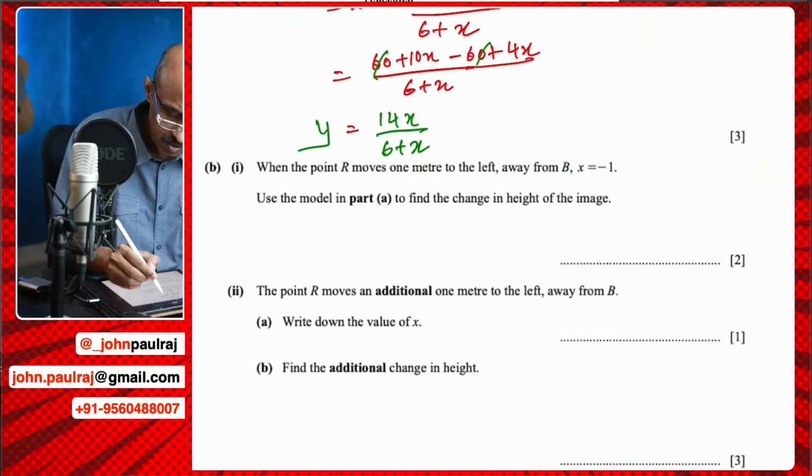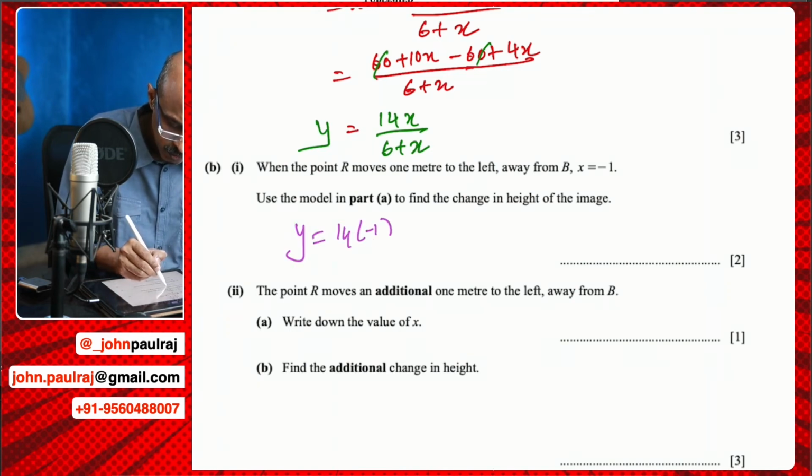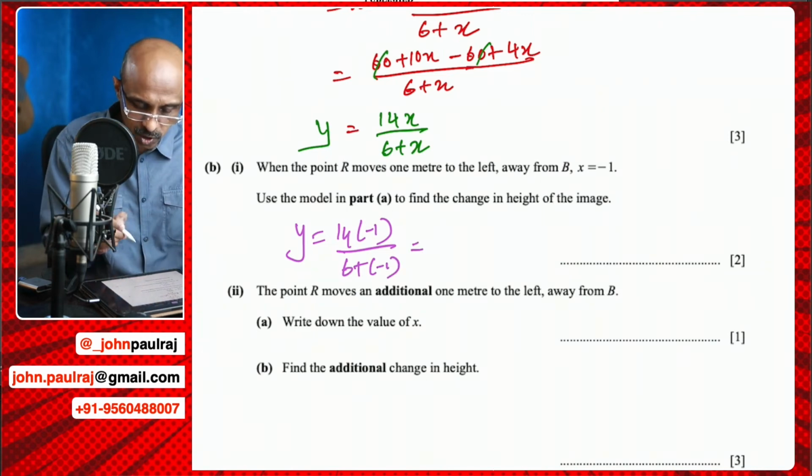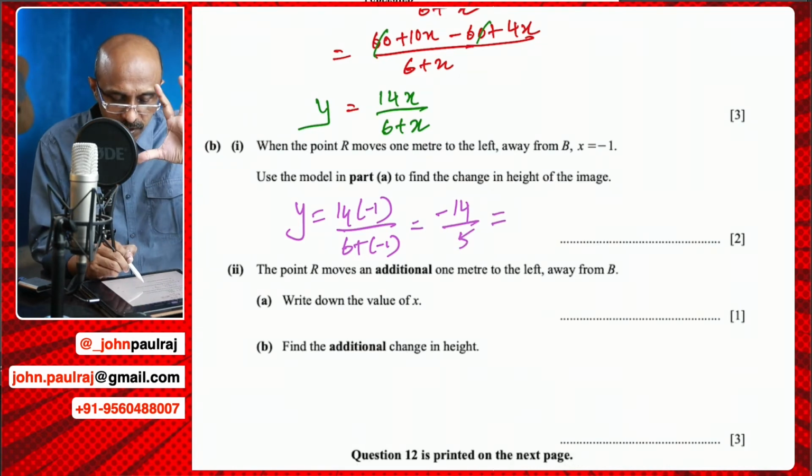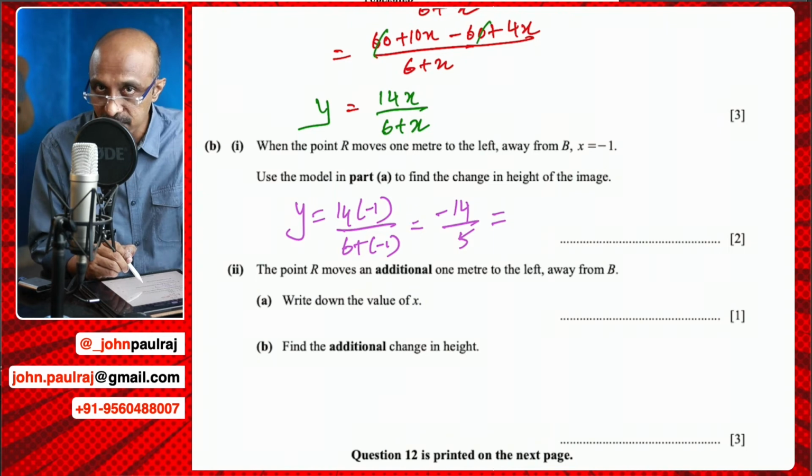We just have to substitute X is equal to negative 1. So that Y, which is the change in height, Y is equal to 14 times a negative 1 over 6 plus a negative 1. Just show the substitution, then you can use the calculator. So this is just negative 14 over 5. And the change is negative. Notice that when you're measuring any length, it's not going to be negative. It's just relative to where it is.